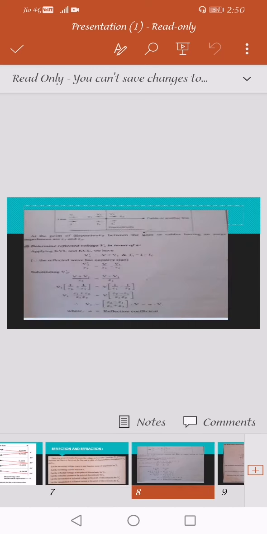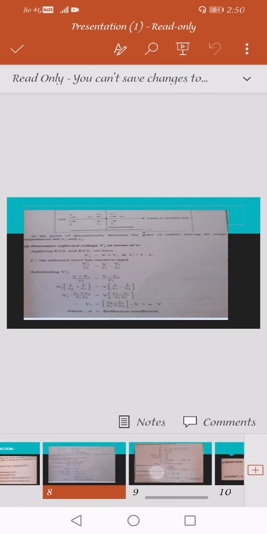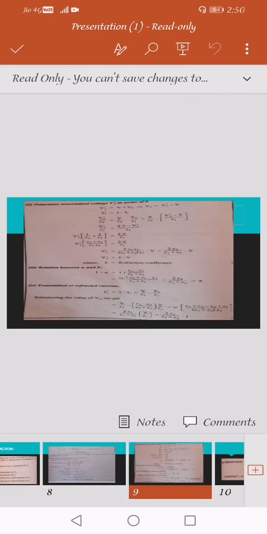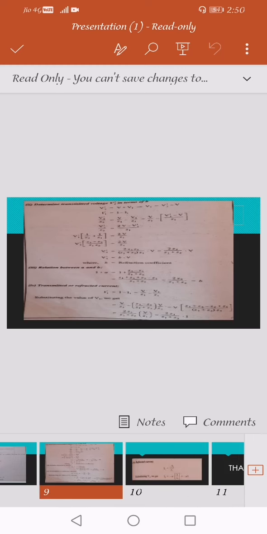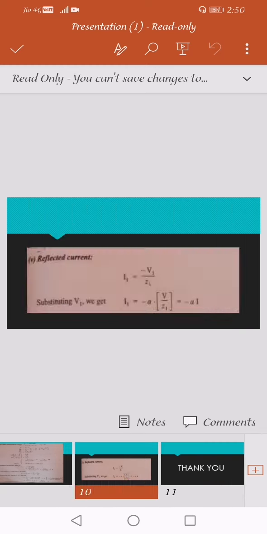First, to determine the reflected voltage V1 in terms of A, equal to the reflection coefficient, and then we determine the transmitted voltage V1 dash in terms of B, equal to the refraction coefficient, and then the relation between A and B and the transmitted or reflected current. Finally, you'll get the answer.